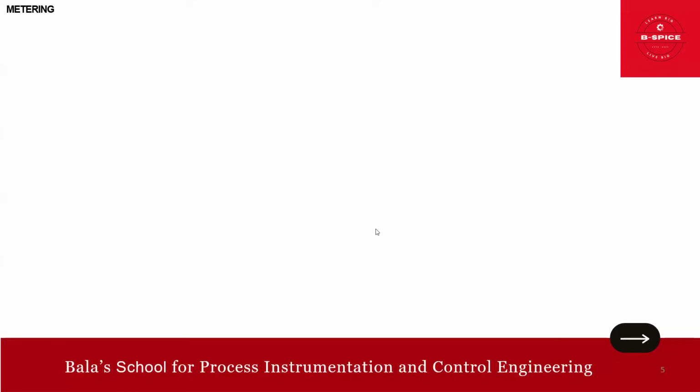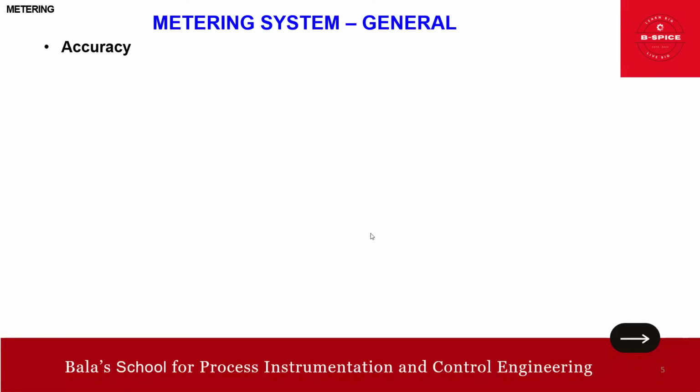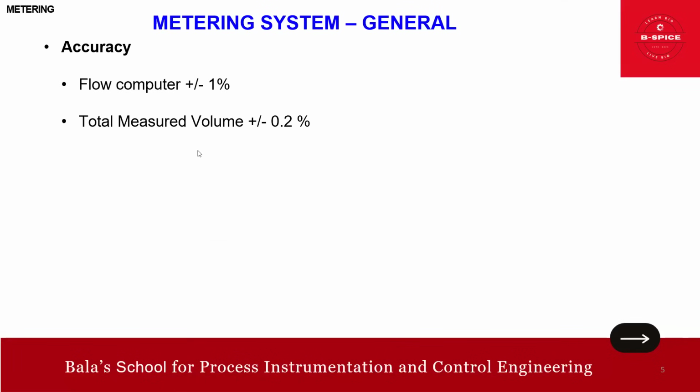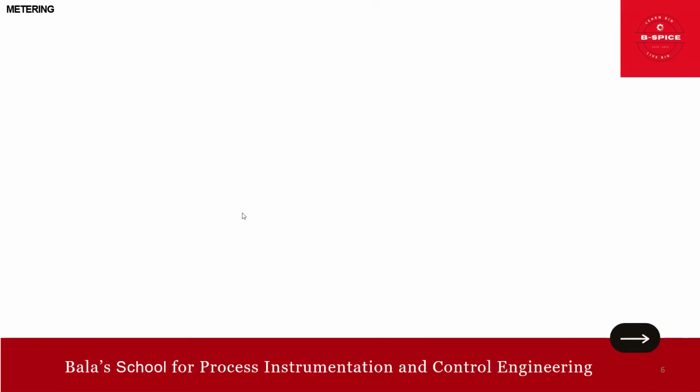Let's get on with the accuracy. What sort of accuracy? For the flow computer we should ask for plus or minus 1%, whereas the total measured volume should be plus or minus 0.2%. The flow meter again 0.02% repeatability. So these are the specs we should put forth as far as accuracy is concerned.